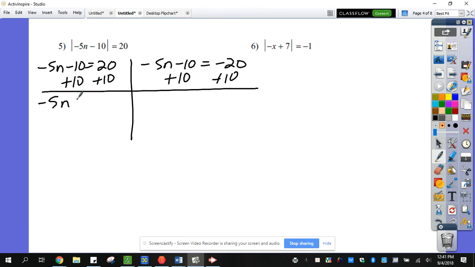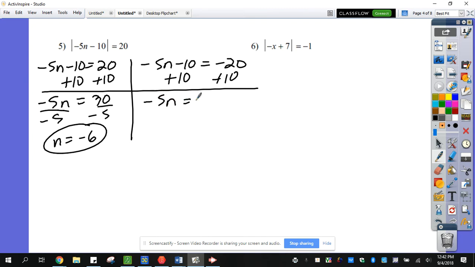Drop the negative. 5n is equal to 30. Divide by negative 5. The value of n is negative 6. Negative 5n is equal to negative 10. Divide by negative 5, n is equal to positive 2. Simple, kaboom.